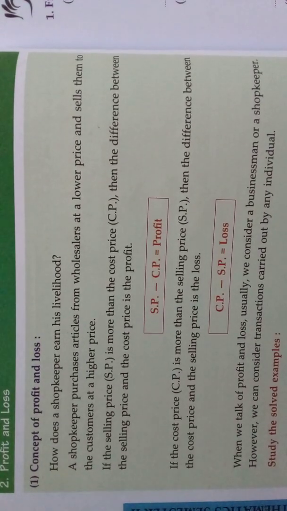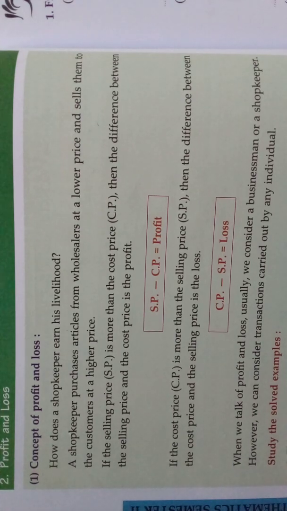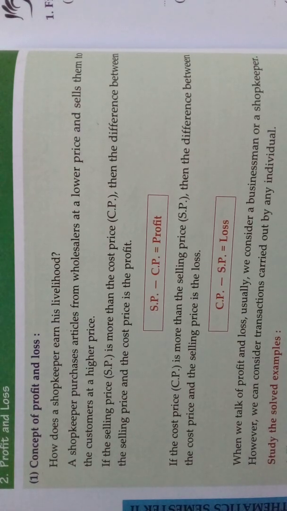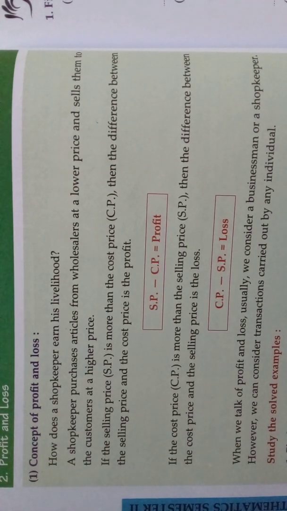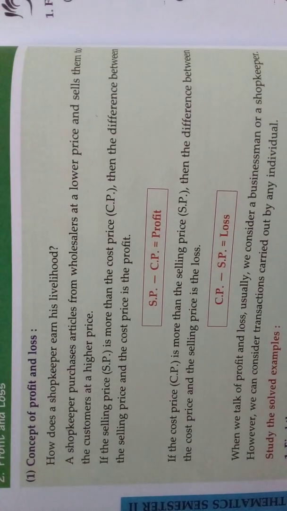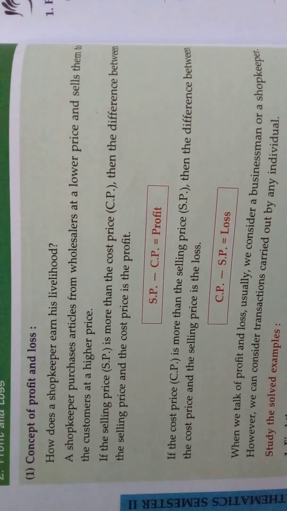For example, if you take a pencil, the shopkeeper bought it for 3 rupees and he sells it for 5 rupees, which means 2 rupees will be the profit for him. Understood, children? He purchased it for 3 rupees and sold it for 5 rupees, so he got 2 rupees as profit. Using that money he can spend his life. If he purchased it for 3 rupees and sells it for 2 rupees, that will be a loss, children.